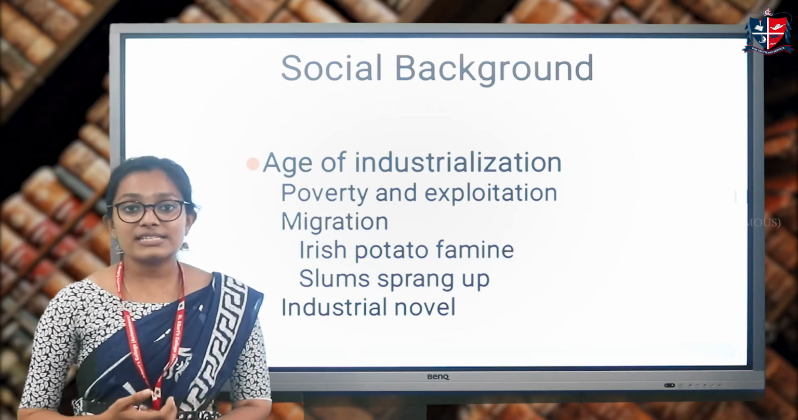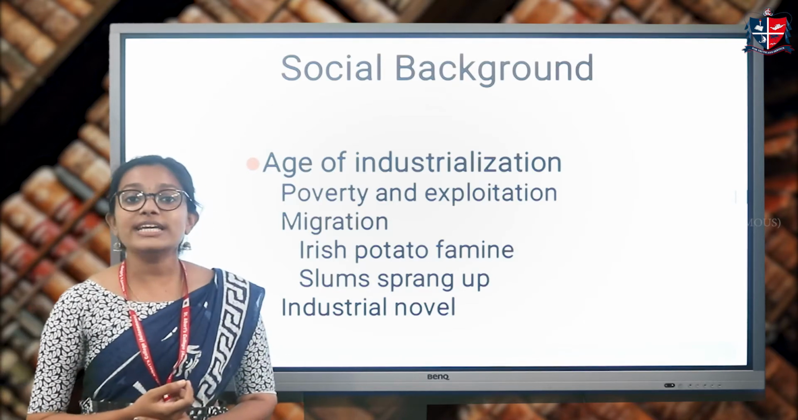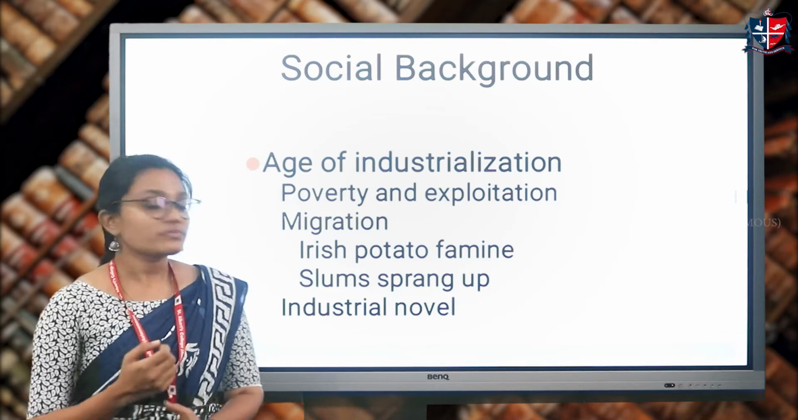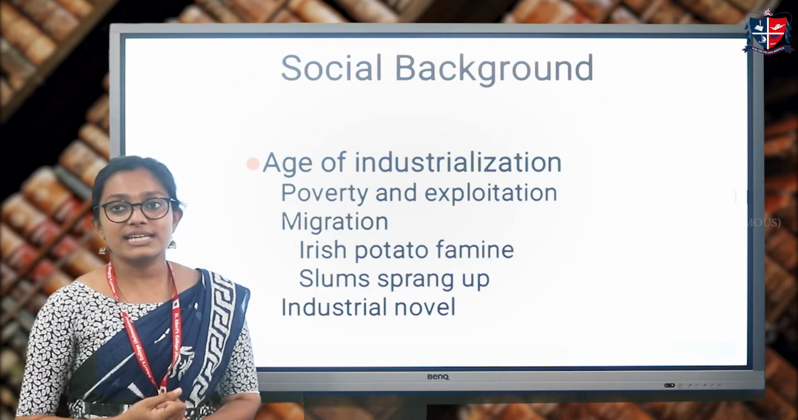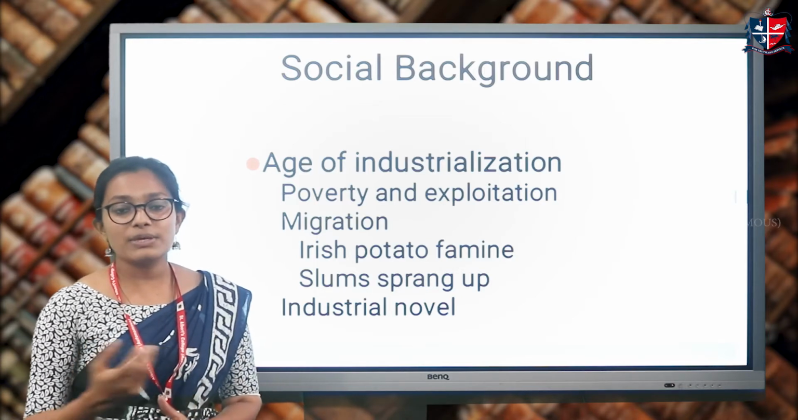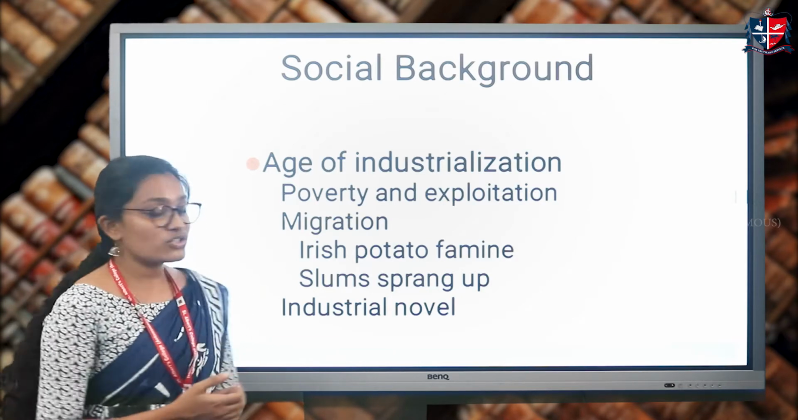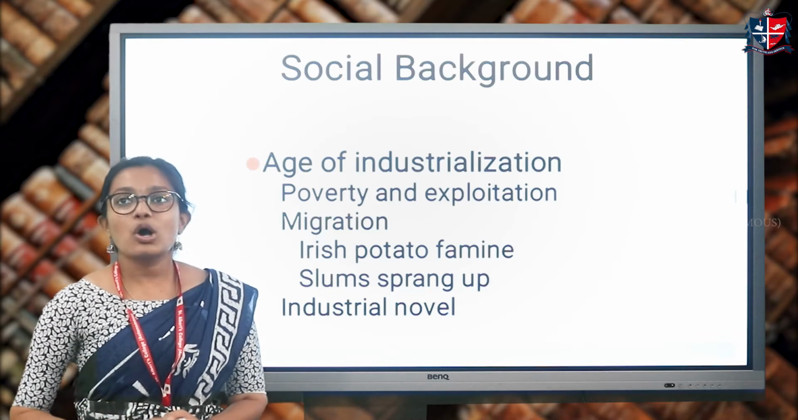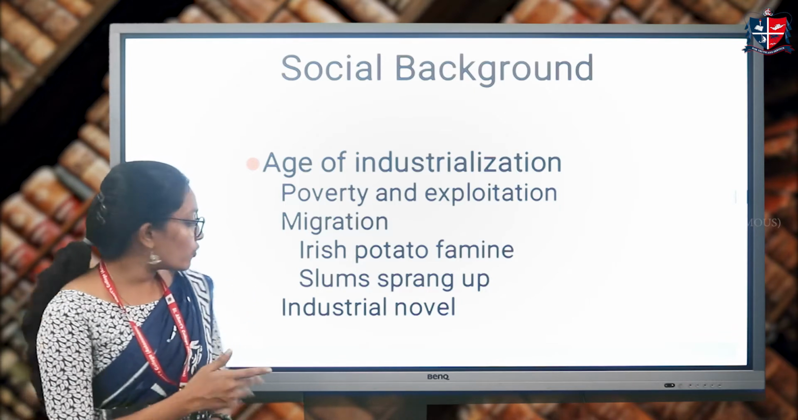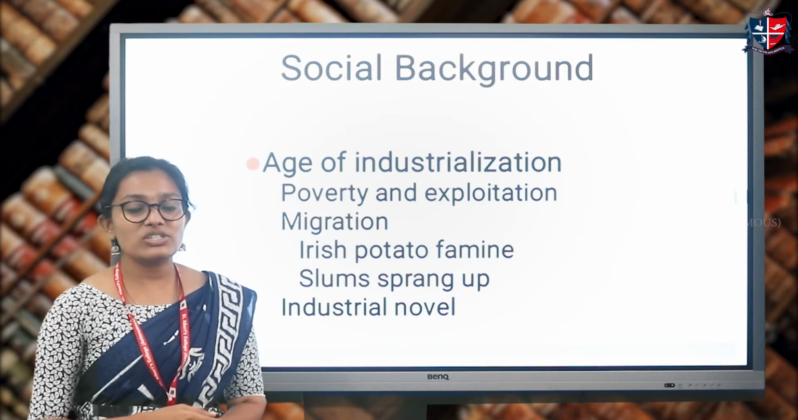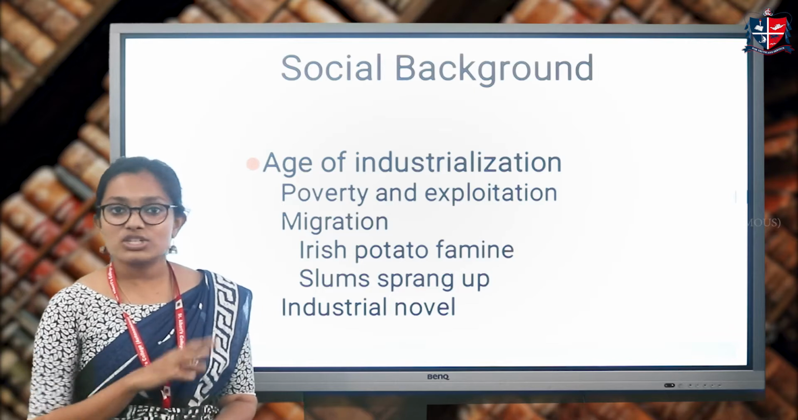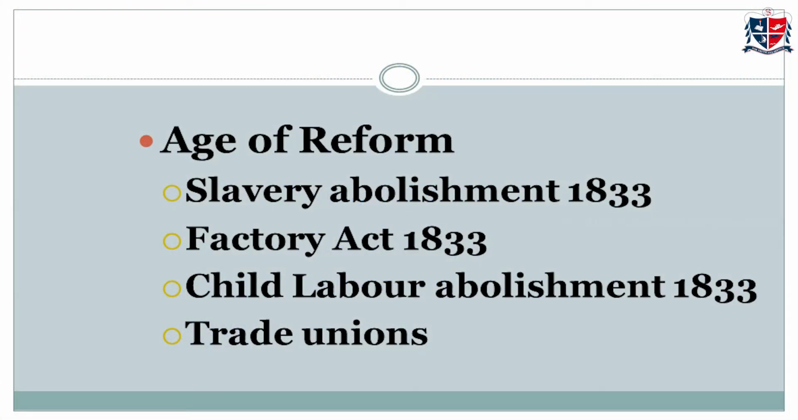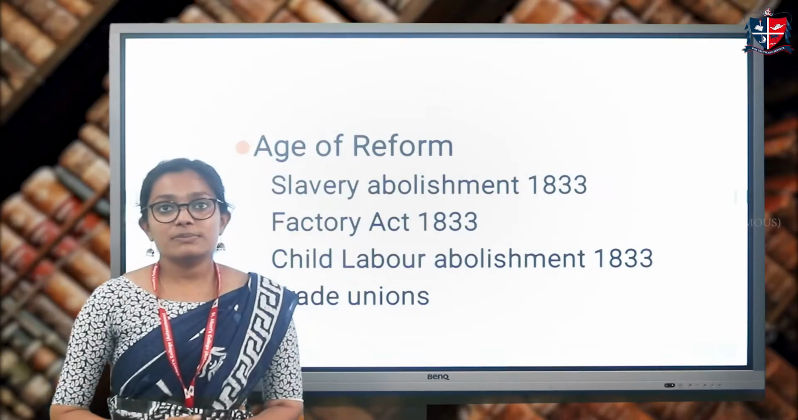And as a result of this industrialization, a genre called the industrial novel popped up. Let's take the example of Charles Dickens. Most of Charles Dickens's works can be categorized under this industrial novel. For example, Hard Times, Oliver Twist. Those are examples of the industrial novel. In the industrial novel, the major themes will be industrialization, poverty, inequality, capitalization, and the life of the working class.